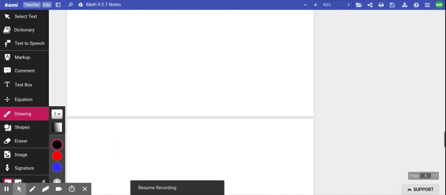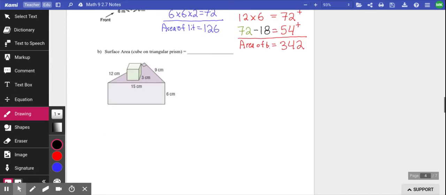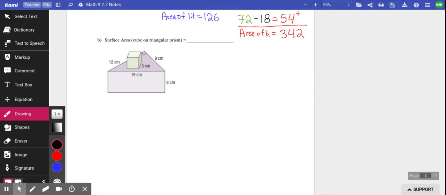So we got this guy right here. We have a triangular prism with a box on top of it. If I was doing this question, I would calculate the area of the box that I can see, and then I calculate the area of the triangle that I can see. And I do that as one whole thing. So I'm going to start with the box.